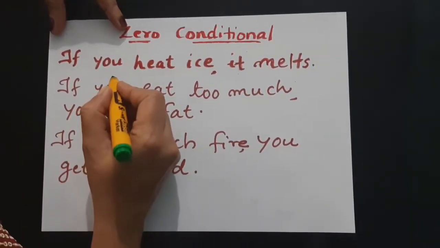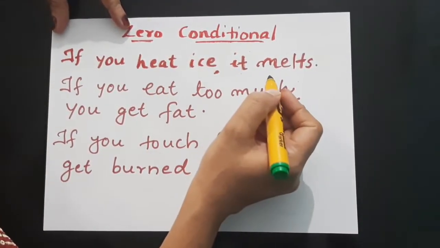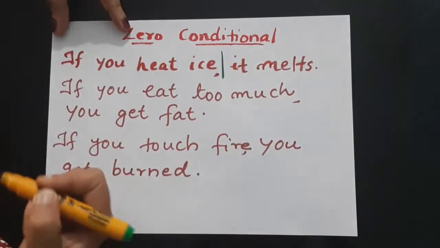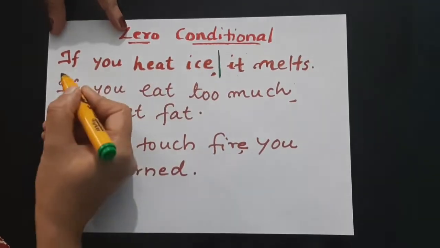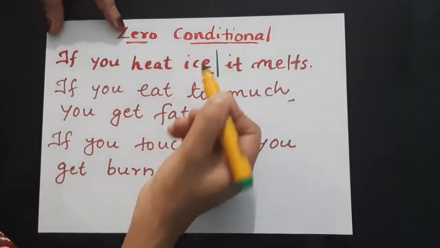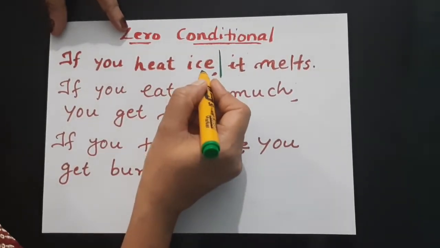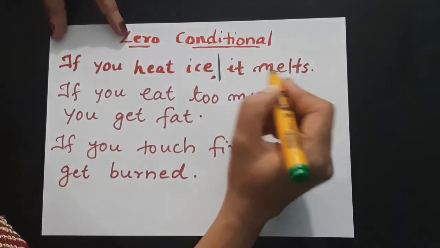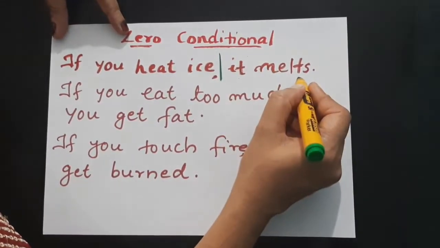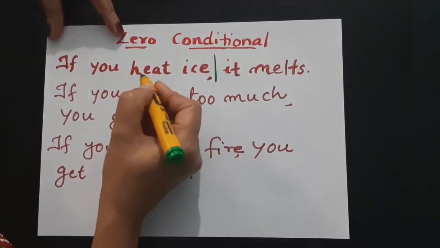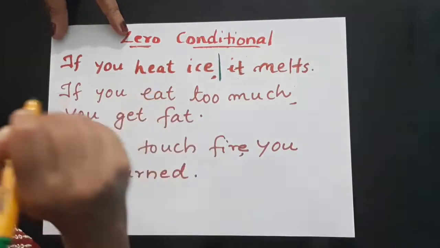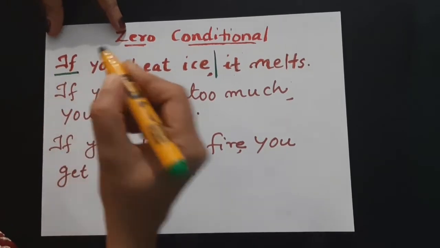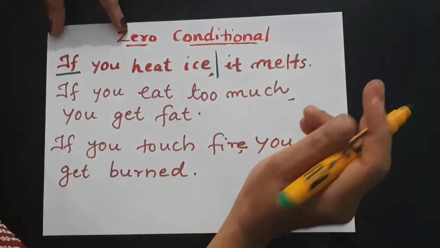Now just think about the structure of the sentence. Let's divide this sentence into 2. The first part is this: if you heat ice. This is the subordinate clause, and the second part of the sentence is the main clause: it melts. If you heat ice is the subordinate clause, and it melts is the main clause. Or simply we could say this is the if clause and this is the result clause.